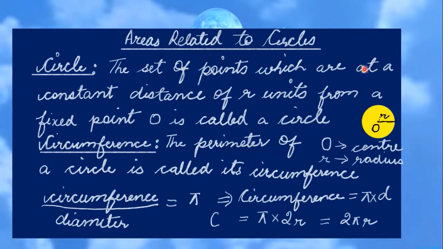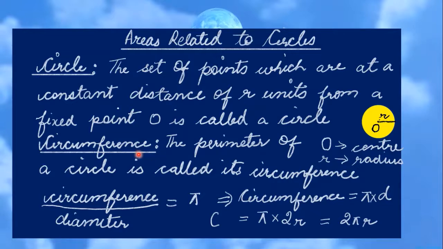The set of points which are at a constant distance of r units from a fixed point O is called a circle. That means the set of points over here which are at a constant distance r from this fixed point O, so it is known as a circle. Now here you can see O is your center and r is your radius.